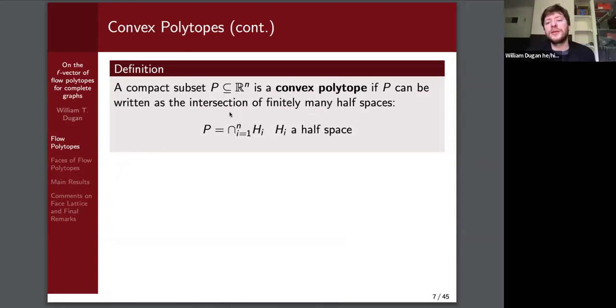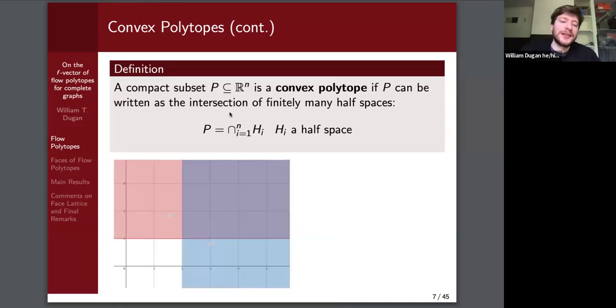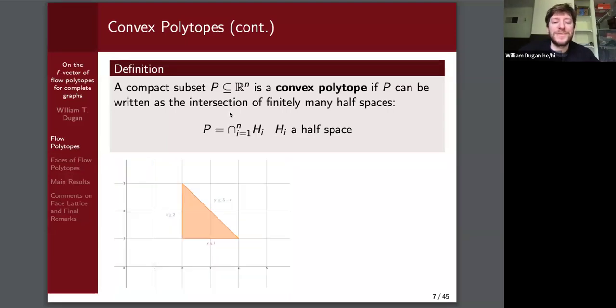And the other equivalent definition is that a polytope is the intersection of finitely many half spaces, if your intersection is a bounded, compact set. So for example, here's my coordinate axes, take a hyperplane, take another hyperplane and intersect them, another one and intersect them, and then the intersection of these half spaces is bounded in Rn, so this is a polytope.